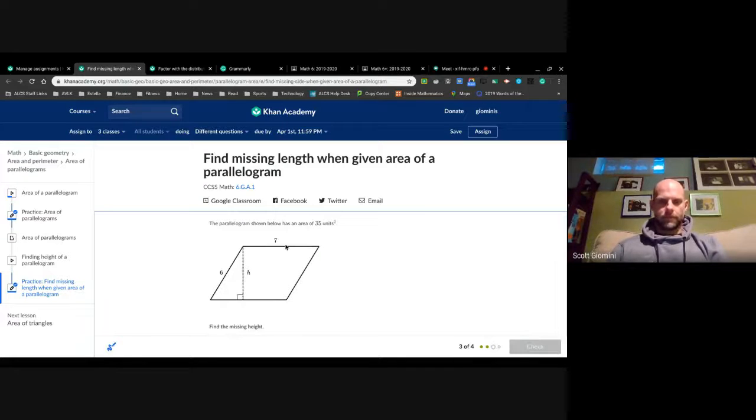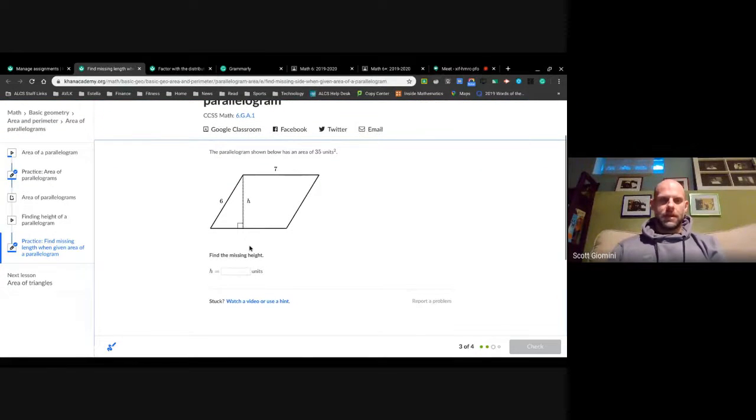Come on, there we go. Okay, now I have to be careful. Remember, height is always going to be perpendicular to the base, meaning it's going to form a right angle.